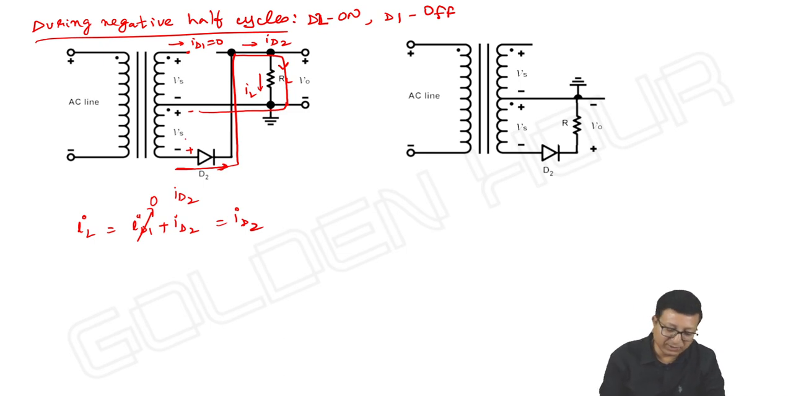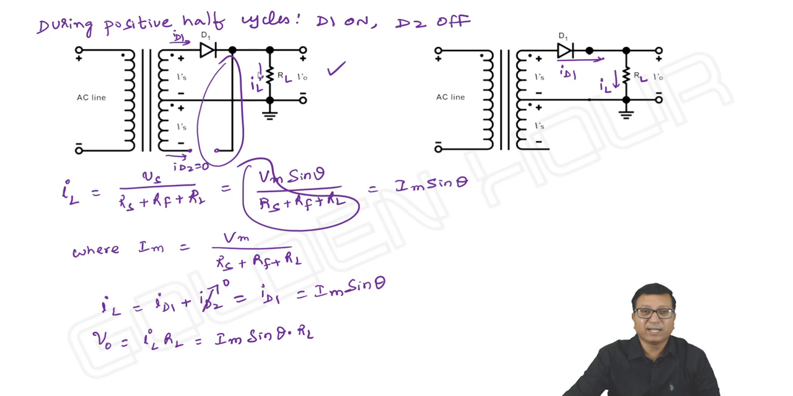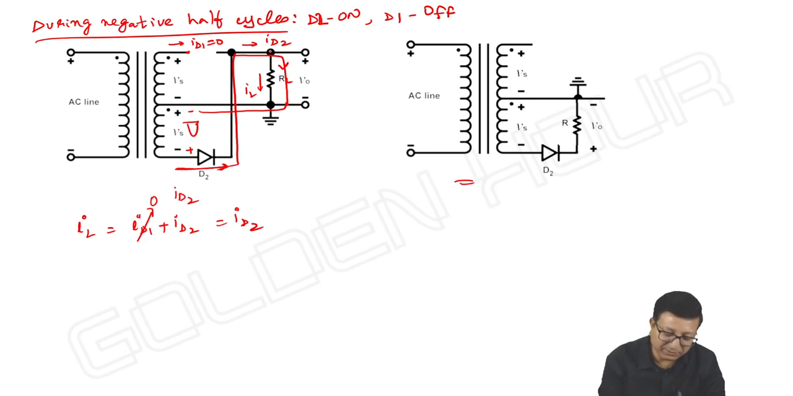So here also, even though it is a negative cycle, the current is flowing from top to bottom. Means the direction of current through RL is not changing. Is it not so? Whether it is a positive cycle or negative cycle, the IL direction is from top to bottom. That's what we need to observe. Okay, so look at this circuit. The same circuit can also be written in this fashion. How is it so? Let me take this point as A and this point as B.